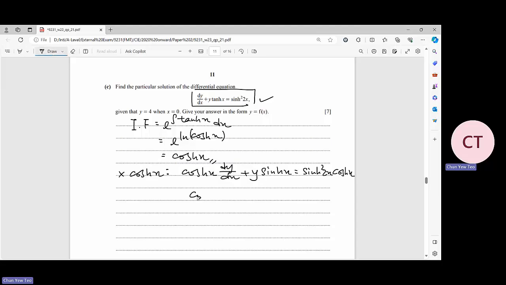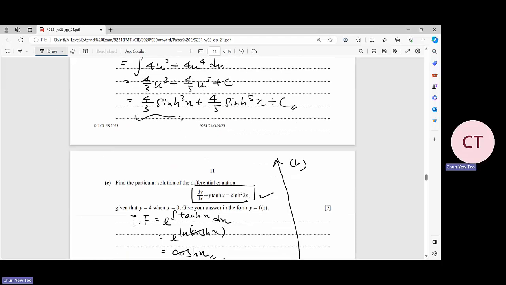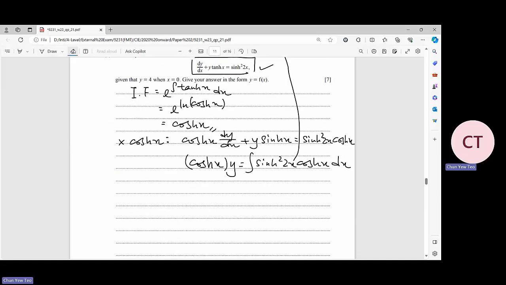To integrate both sides, since you have multiplied the integrating factor, this side just becomes cos x multiplied by y. This one just needs us to integrate sine square 2x cos x dx. From the result earlier, from the result in part B, you can refer to the result in part B over here. Just copy down this result and solve the right hand side. You can solve your right hand side easily by just copying down the result in part B. However, if your answer in part B is wrong, then it will affect your answer over here.